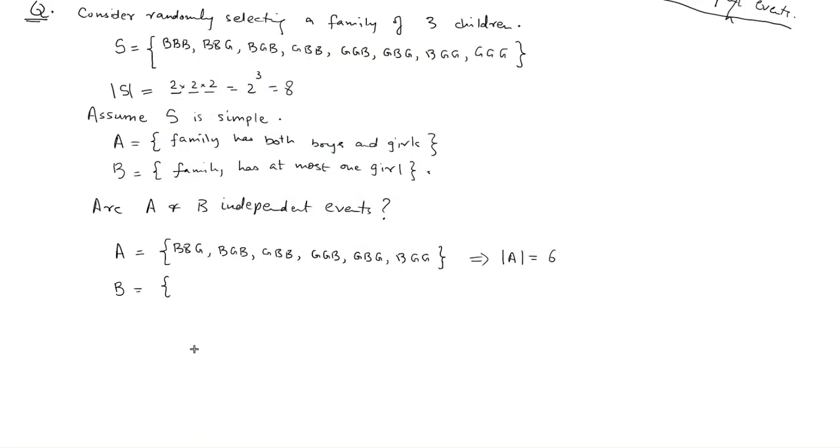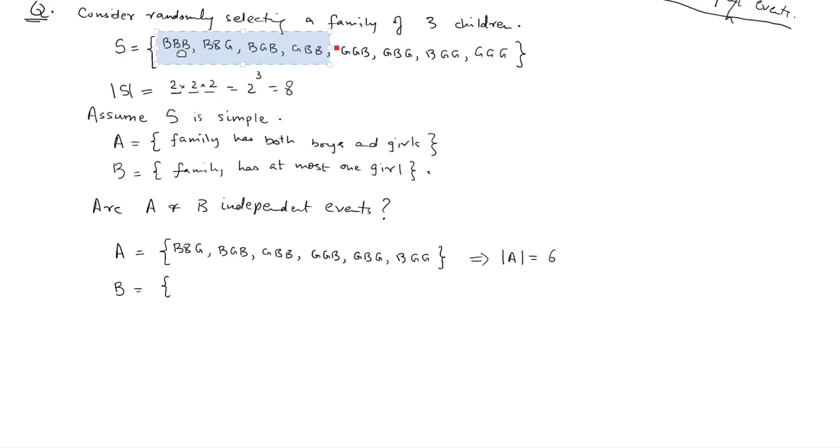Which elements will you get in set B? Family has at most one girl. Sir, the first 4 elements of the sample space. Absolutely, this is the correct answer.